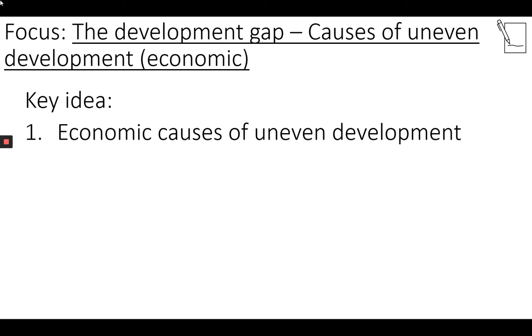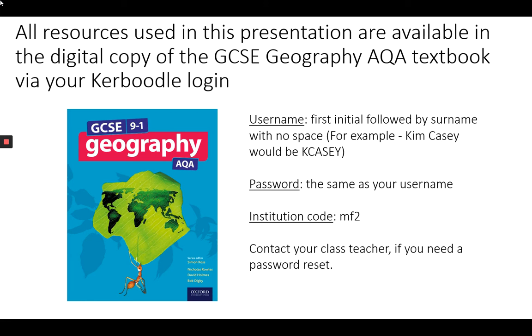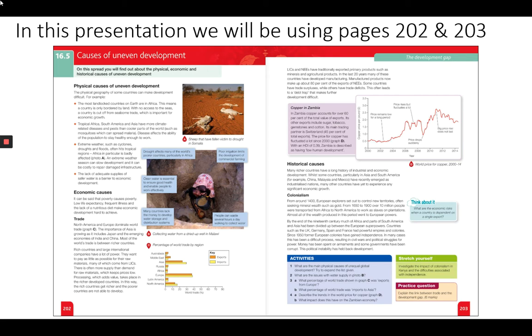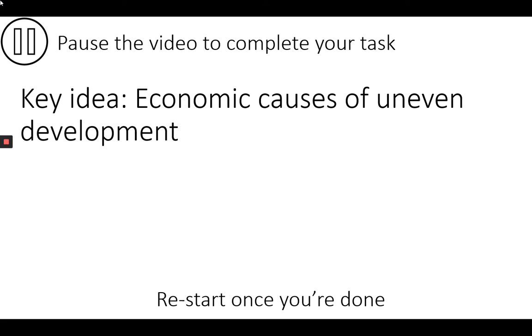Remember, economic means to do with jobs, business, and money. Don't forget you can access the digital textbook as you watch the video. The access details are shown on the screen. We're going to be making use of pages 202 and 203. Press pause whilst you add the key idea: economic causes of uneven development.